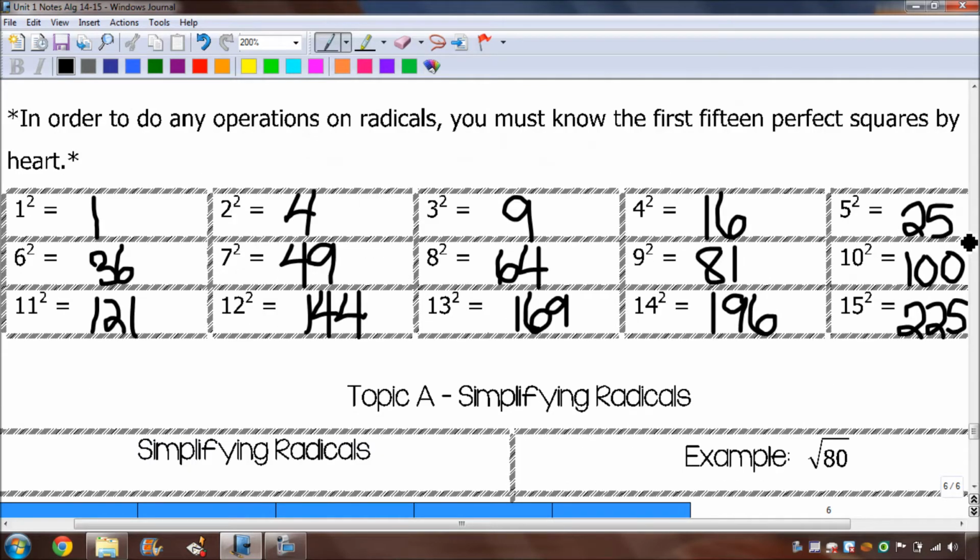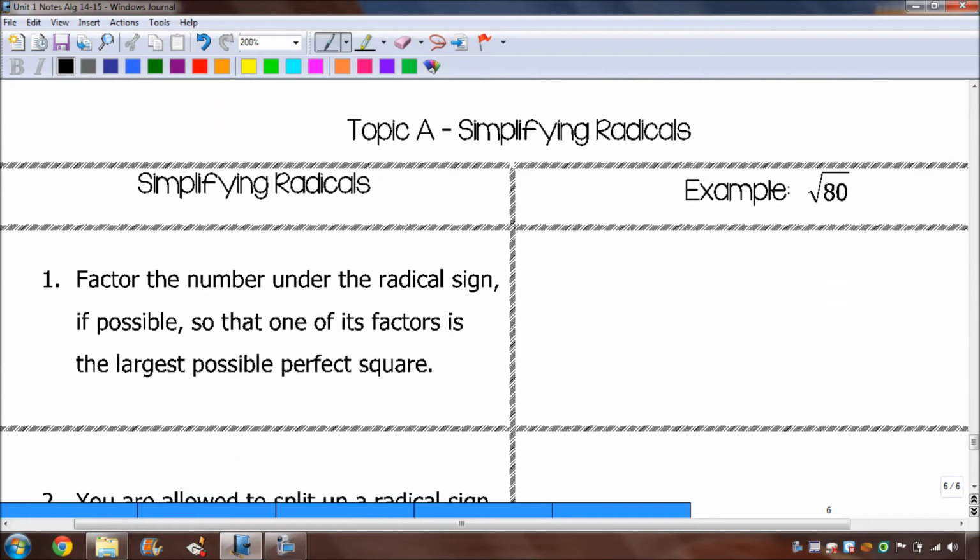All right, so we're going to be talking about simplifying radicals. So question number 1 says factor the number, the example that we have is the square root of 80. And here are several steps that you need in order to simplify radicals. So if you forget how to simplify radicals, you're just going to turn to this page of your notes and look it up. So question number 1 says to factor the number under the radical sign if possible so that one of its factors is the largest possible perfect square. So the number under the radical sign is 80, okay? And so I'm going to factor the number 80.